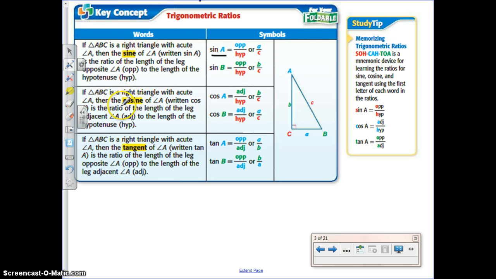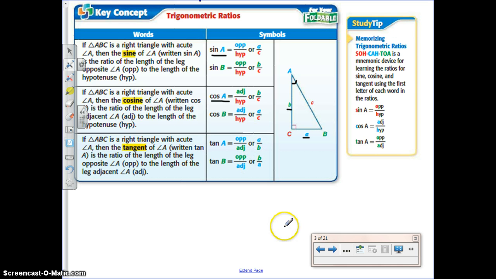In triangle ABC, the cosine is the ratio of the adjacent leg, so the leg that's connected to the angle, so right here would be side B, over the hypotenuse C. And lastly, in triangle ABC, the tangent is written as the opposite leg over the adjacent leg. So in angle A, the opposite leg, or the leg that's not connected to the angle, is this little a over B, which is also written right here.